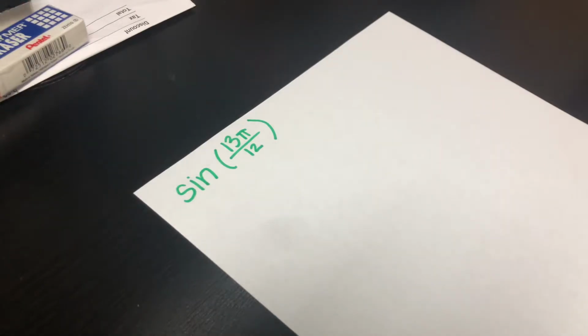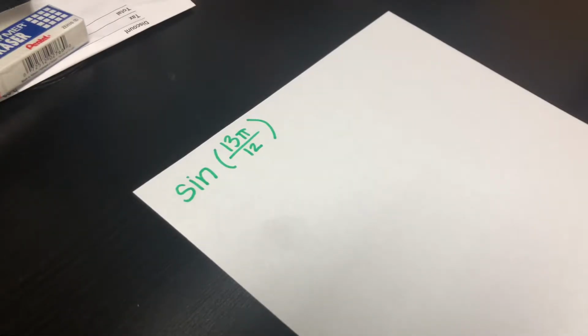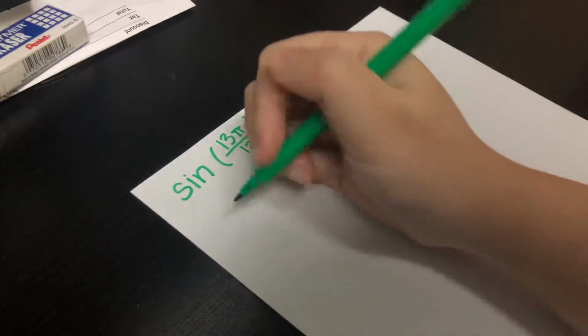So for today's problem, we'll be finding the sine of 13π/12, in which we will be using the sum and difference of trigonometry formulas in order to solve it. So the first thing we have to do is break what's inside of the parentheses into two separate numbers to make things easier for ourselves.